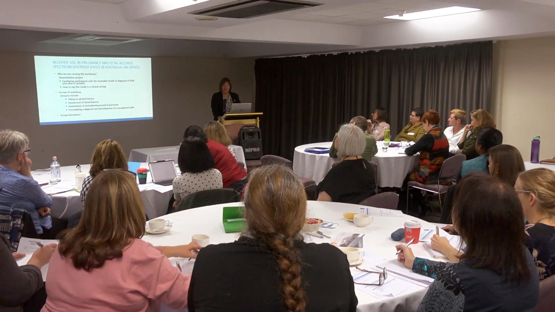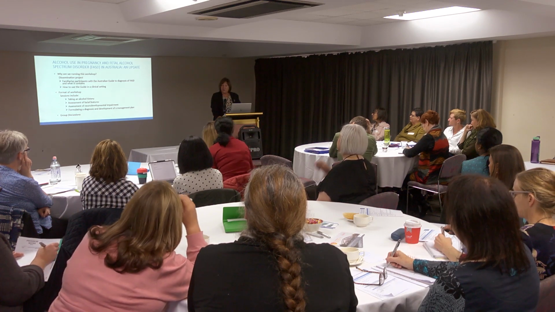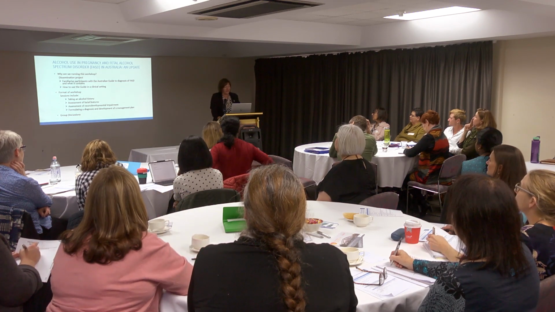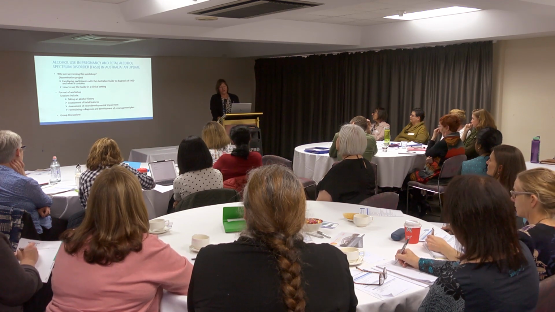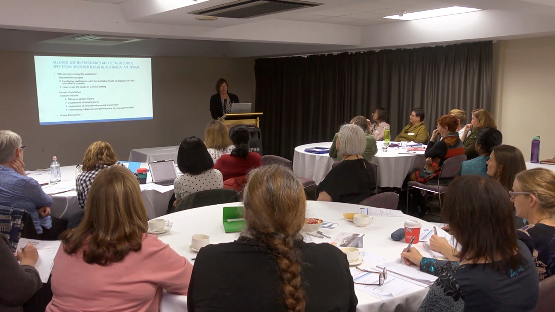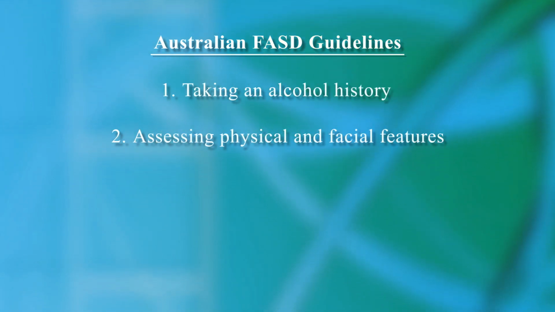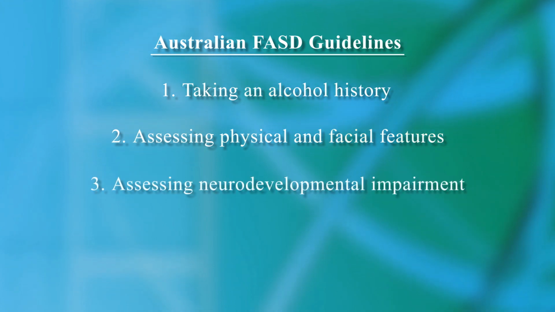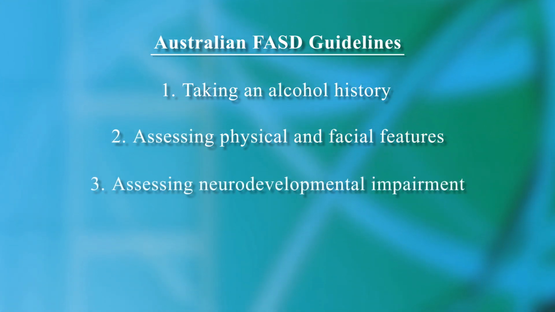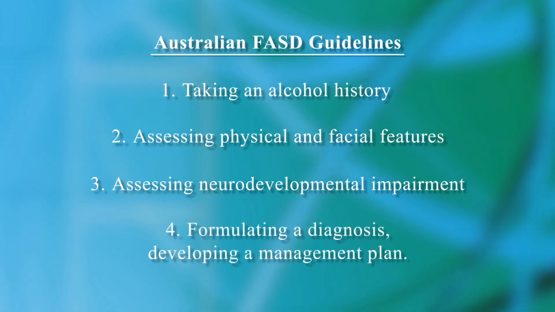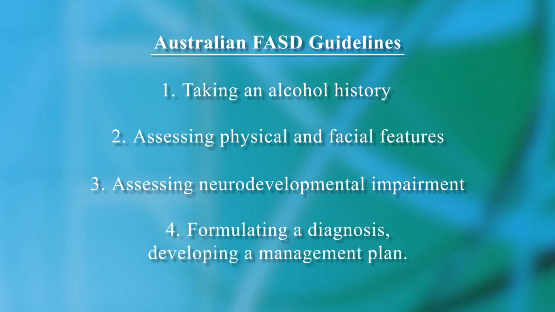So we want to familiarise you today with the guide. We want to go through how to use the guide in a clinical session. And what we're going to do is run through a number of components of the guide. First of all, taking an alcohol history. Secondly, assessing the physical and facial features. Thirdly, and most importantly, assessing for neurodevelopmental impairment, because really the crux of this diagnosis, whether or not there are physical or facial features, is severe, pervasive neurodevelopmental impairment. And then formulating a diagnosis and developing a management plan.